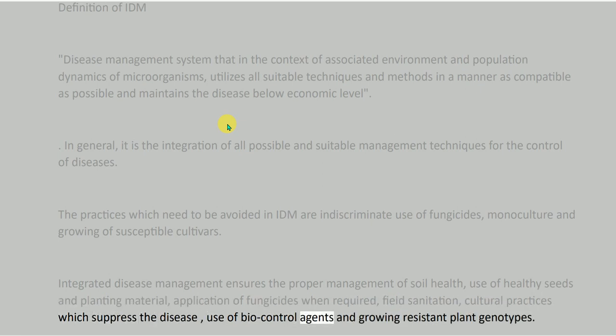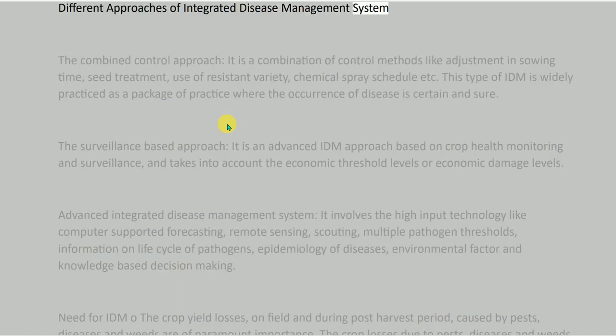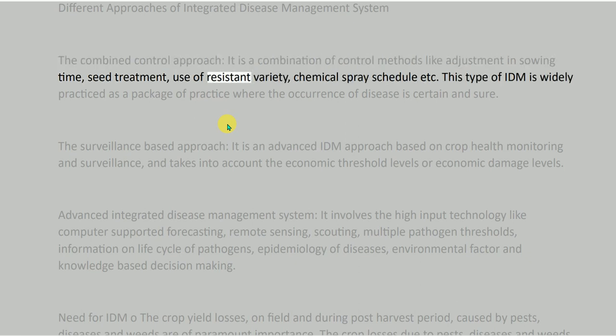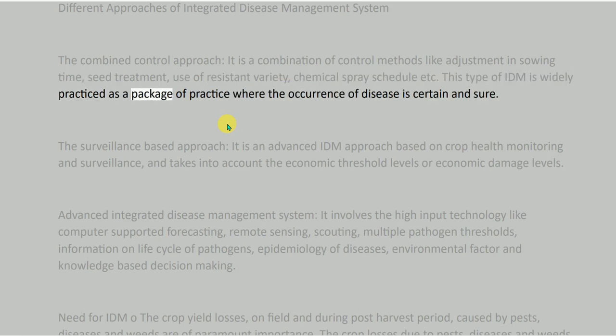Different approaches of integrated disease management system. The combined control approach. It is a combination of control methods like adjustment in sowing time, seed treatment, use of resistant variety, chemical spray schedule, etc. This type of IDM is widely practiced as a package of practice where the occurrence of disease is certain and sure. The surveillance-based approach.